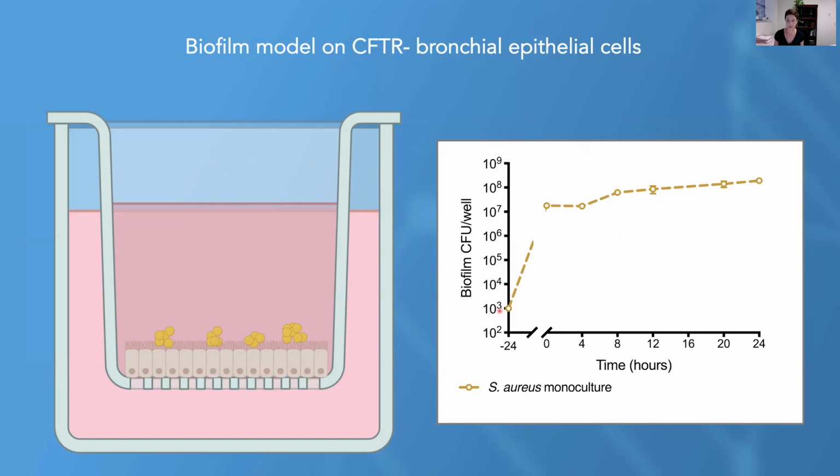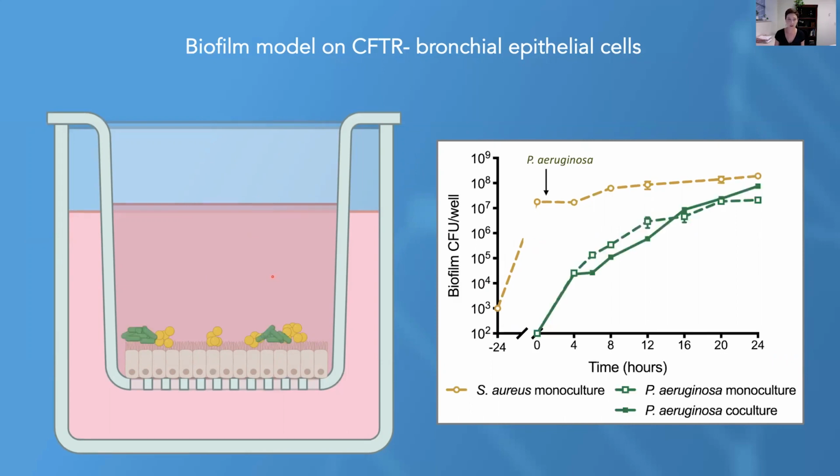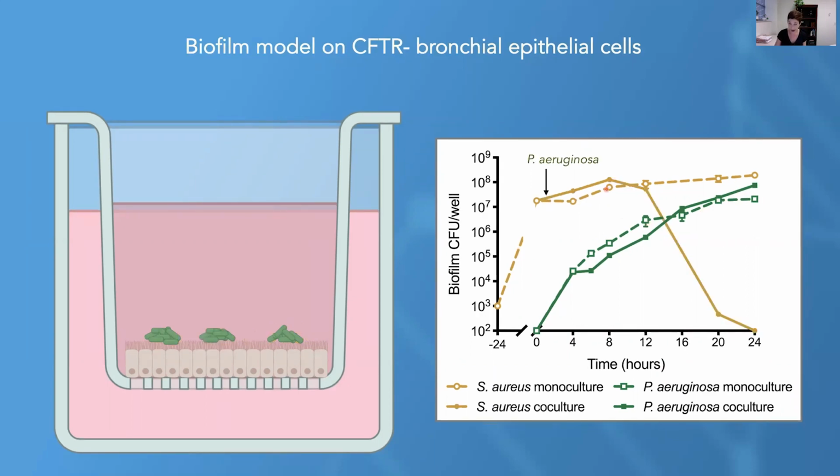If we let a biofilm of Staph grow for 24 hours, then we can infect with Pseudomonas and allow it to form microcolonies. And then we can follow their CFUs and ask whether or not Pseudomonas is able to replace Staph in this model. And what you can see is that Pseudomonas grows very well in monoculture or in co-culture with Staph. But Staph will decrease over time when we add Pseudomonas and as Pseudomonas begins to increase in abundance.